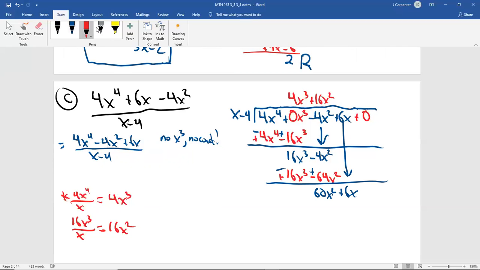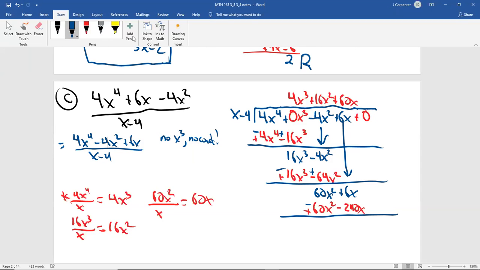So 60x squared divided by x will be a positive 60x. So we got to go plus 60x. We're going to multiply. That'll be 60x squared for the multiplying of the x. 60x times negative 4 is going to be negative 240x. But when we switch those signs, oops, I forgot to write my plus. I said it, but then I didn't write it. So that's a negative and that's a positive now.